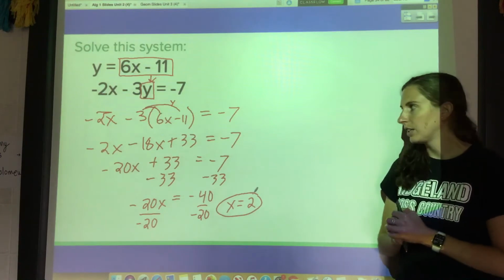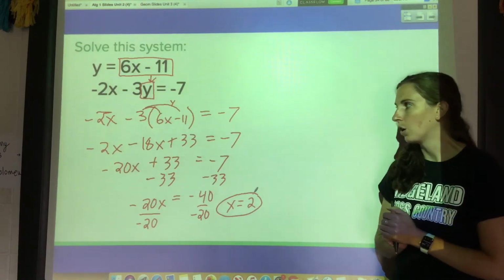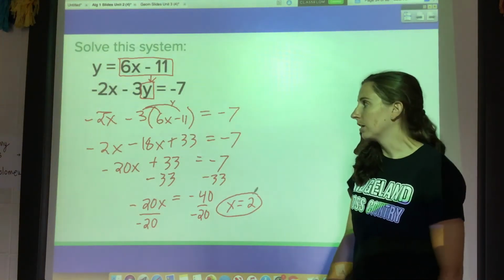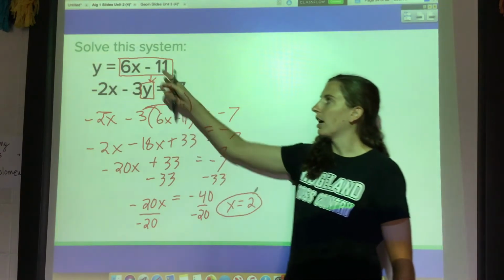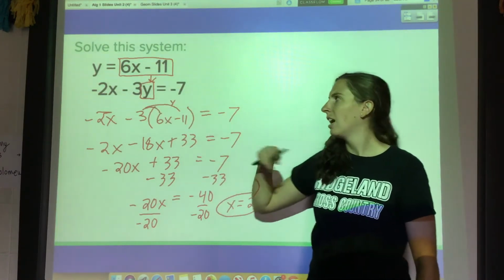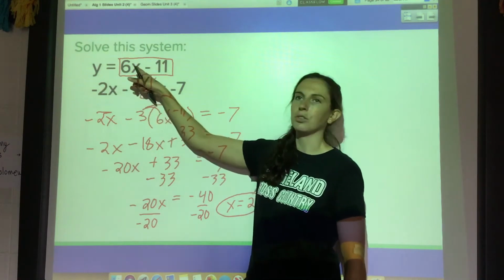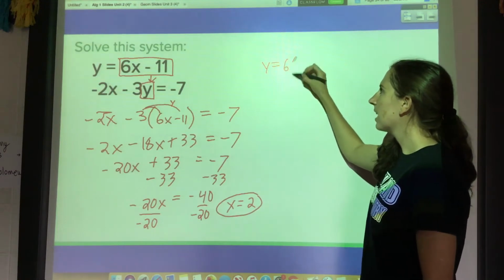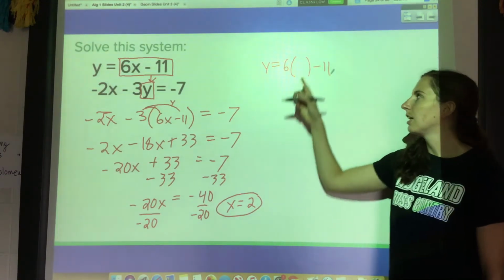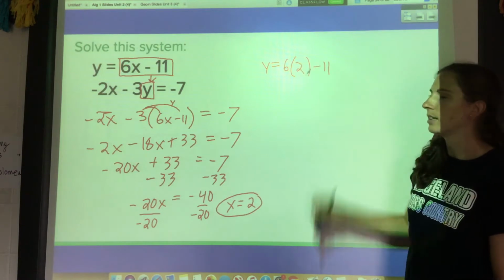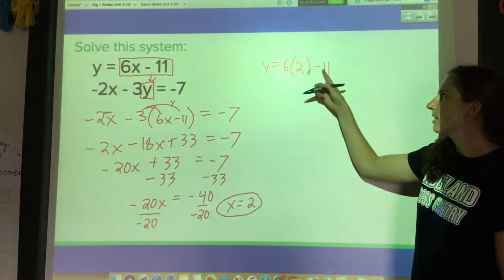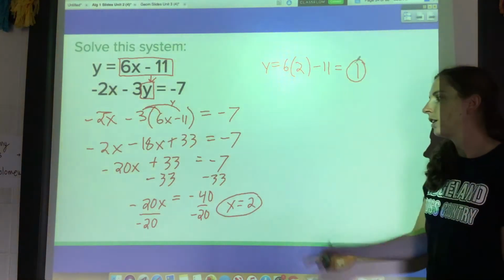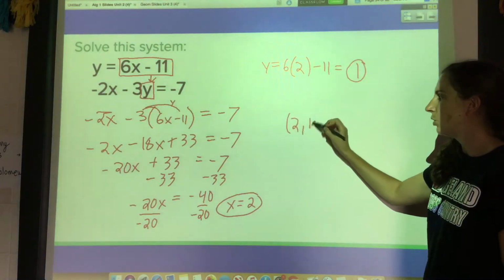Now that's only half the answer. I do need to go back and find y. So just like you did with elimination, go back and use either of these equations and put 2 in for x and see what y is. I think this one's going to be easier because if I put in 2 for x, it'll literally spit out y. So y equals 6x minus 11, but instead of x, put in 2, because that's what it is. So that's 12 minus 11, which is 1. So y is 1, x is 2. You can leave your answer like that or write it like (2, 1).